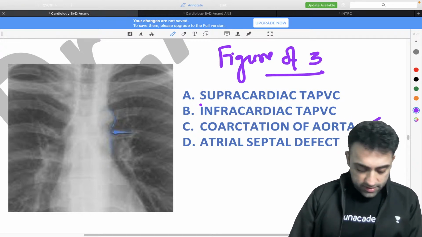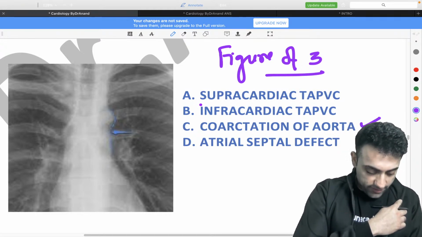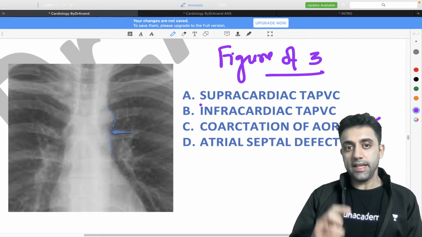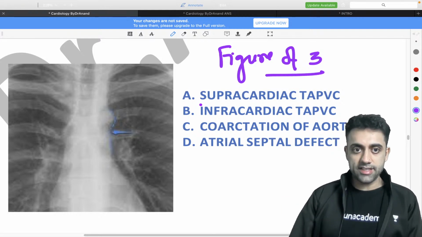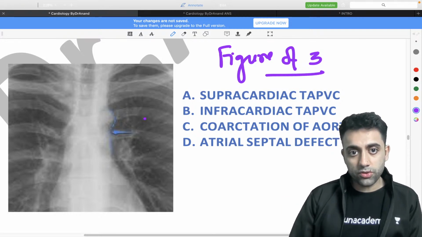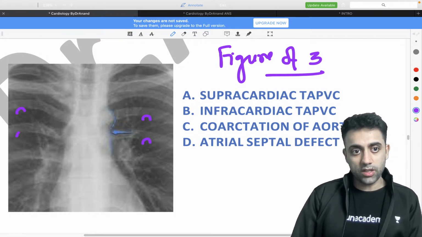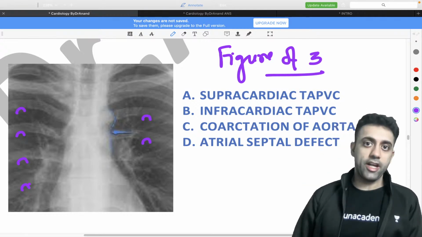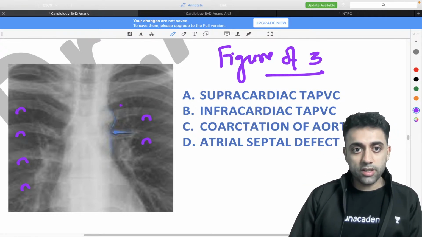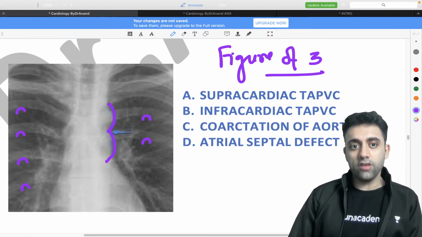No, notching of ribs is not seen in this one. Notching of ribs basically is the other finding. I'll show you in the other X-rays. But for the notching of ribs, I would have shown you the arrow over here. See this. Here I would have shown you the arrow. Are you understanding this? This would be the notching of ribs. The inferior rib notching is a chronic late finding of coarctation of aorta. But this one, which is very important, is nothing but the figure of 3 appearance.